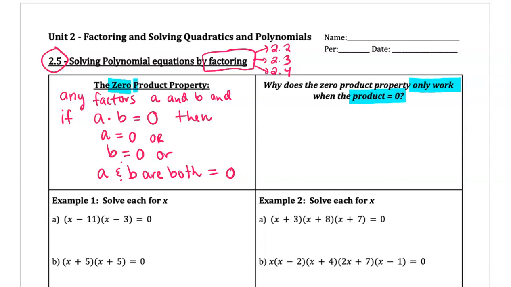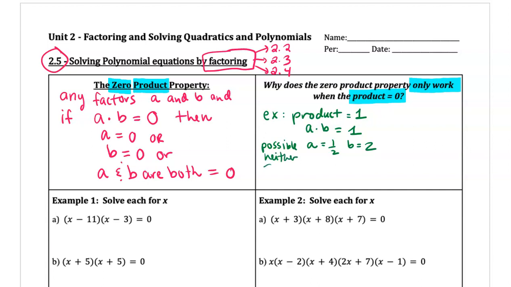That's why it's so important for us to get 0 on one side of our equation. I'll just give you a few examples. Suppose I have a product equal to 1. That means A times B is 1. I could say that A is 1 and B is 1, but I also could say that A could be 1/2 and B could be 2. The product of those numbers is 1. So it's possible that neither A nor B are required to equal 1.